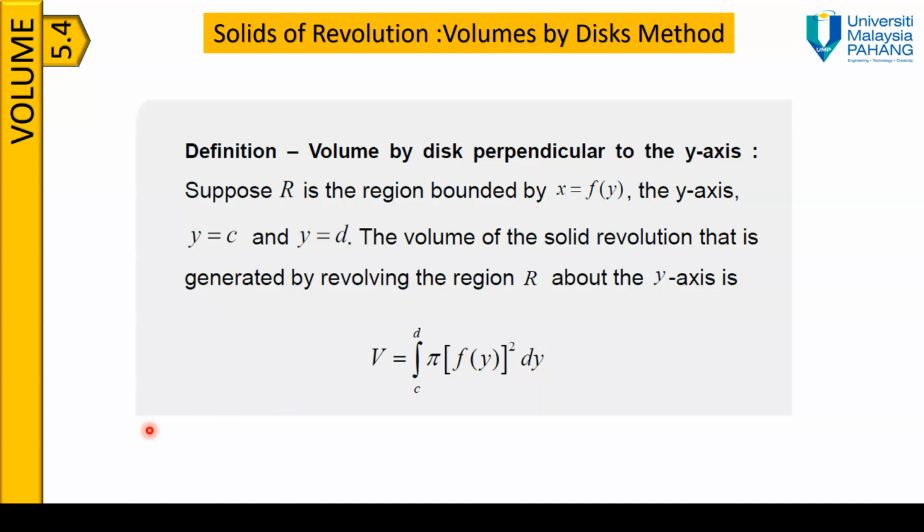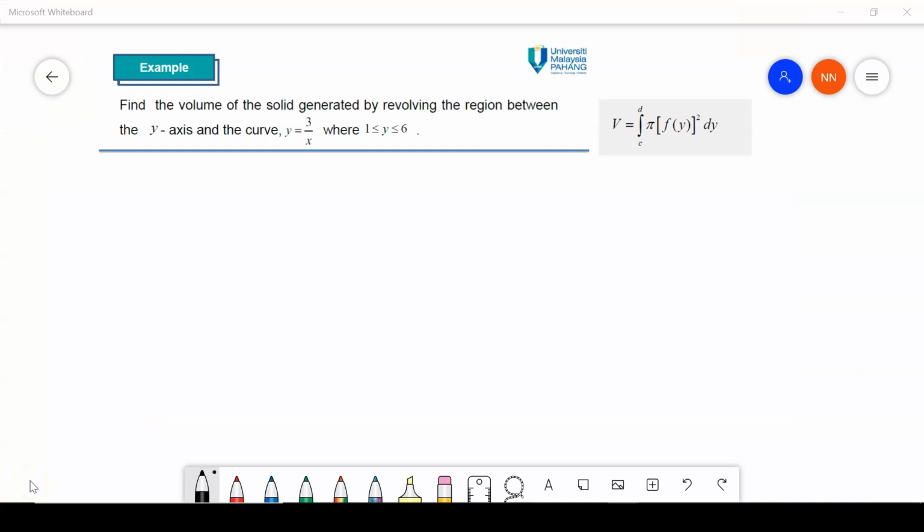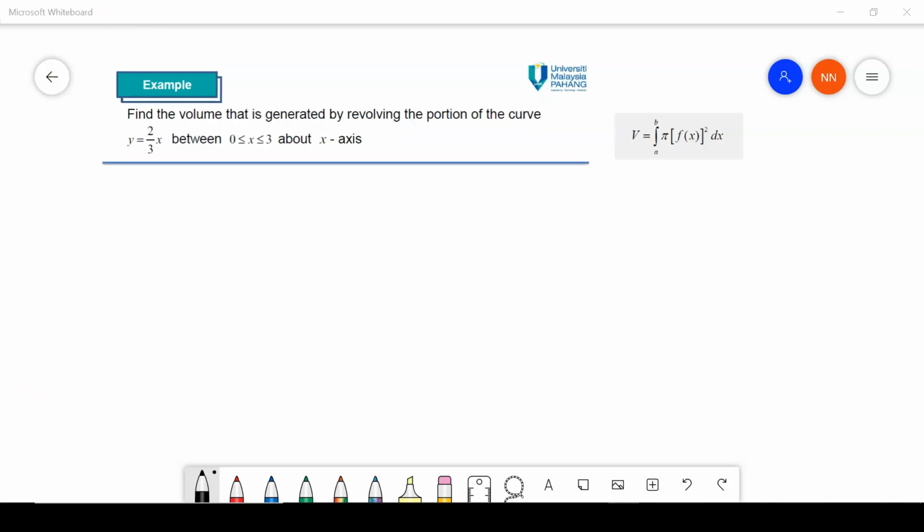Next we will look at an example. Example 1: find the volume of the solid generated by revolving the portion of the curve y equals 2 over 3 x between x equals 0 to 3 about the x-axis. So we will rotate about the x-axis.